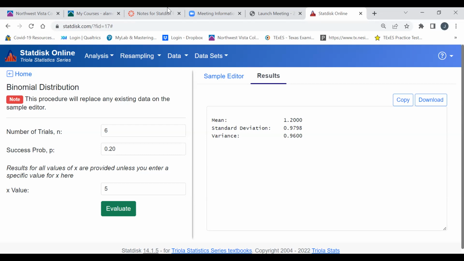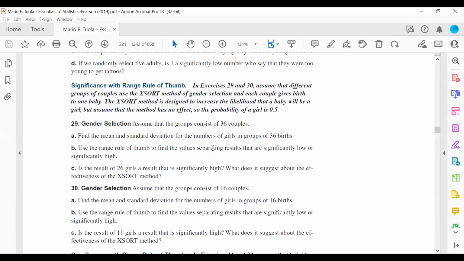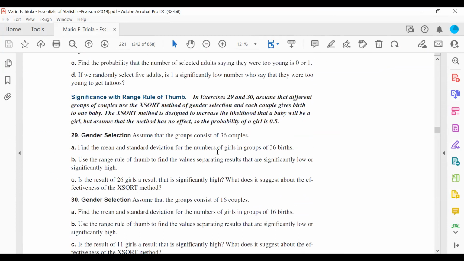All right, so let's do a problem. The one in your book, you can do number 29. It says in exercises 29 to 30, assume that different groups of couples use the XSORT method of gender selection and the couple gives birth to one baby. The method is designed to increase the likelihood that the baby will be a girl, but assume that the method has no effect. So the probability of a girl is 0.5. Number 29 says, assume that the groups consist of 36 couples.